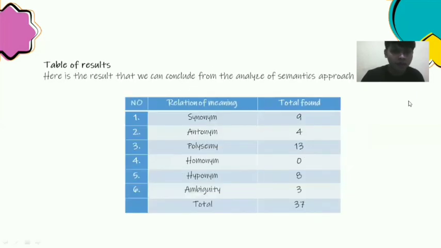And here is the result of the analysis that I've done. For the synonym, we have 9 words, and then the antonym we have 4. In the polysemy, we have 13, while the homonym is 0, and then hyponym 8, and the last ambiguity with 3. So in total, we have 37 lexical meanings that I found in the song.